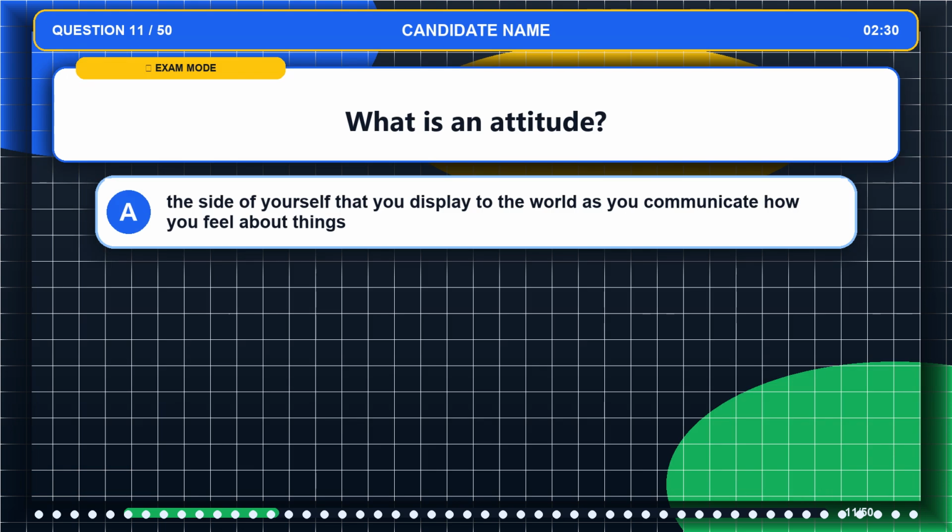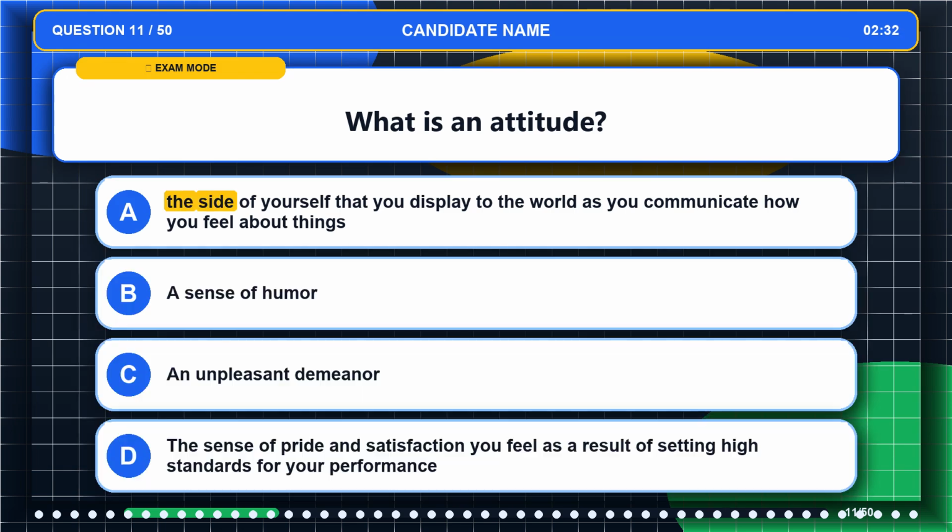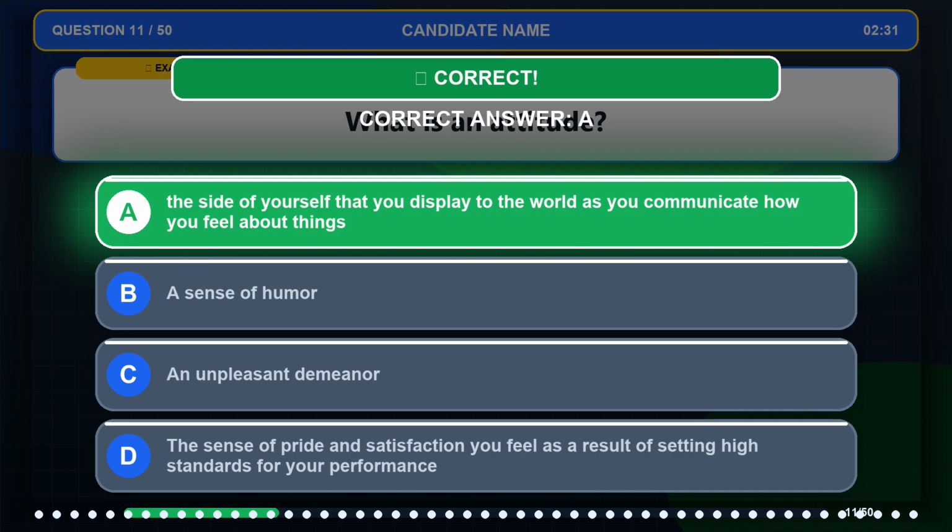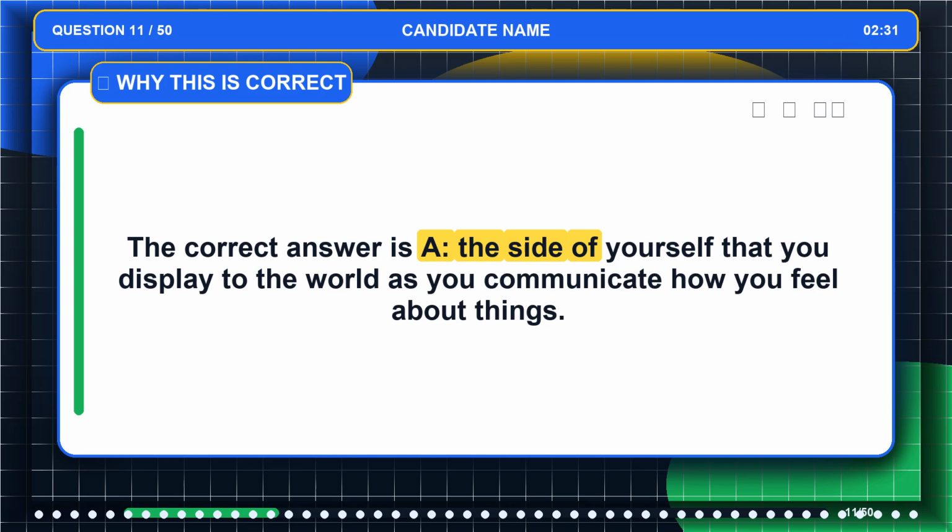Question 11. What is an attitude? Option A, the side of yourself that you display to the world as you communicate how you feel about things. Option B, a sense of humor. Option C, an unpleasant demeanor. Option D, the sense of pride and satisfaction you feel as a result of setting high standards for your performance. The correct answer is option A, the side of yourself that you display to the world as you communicate how you feel about things.